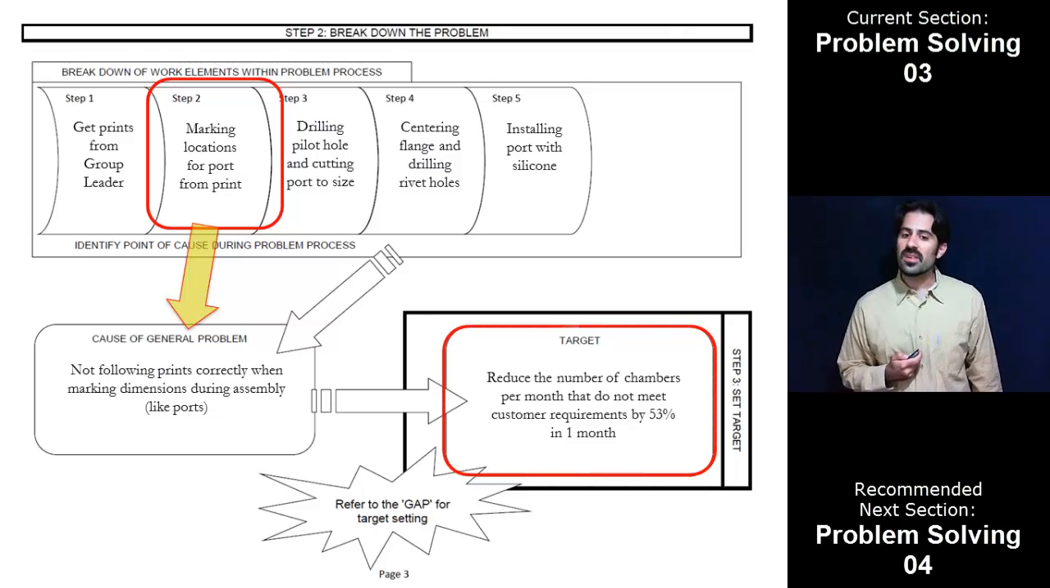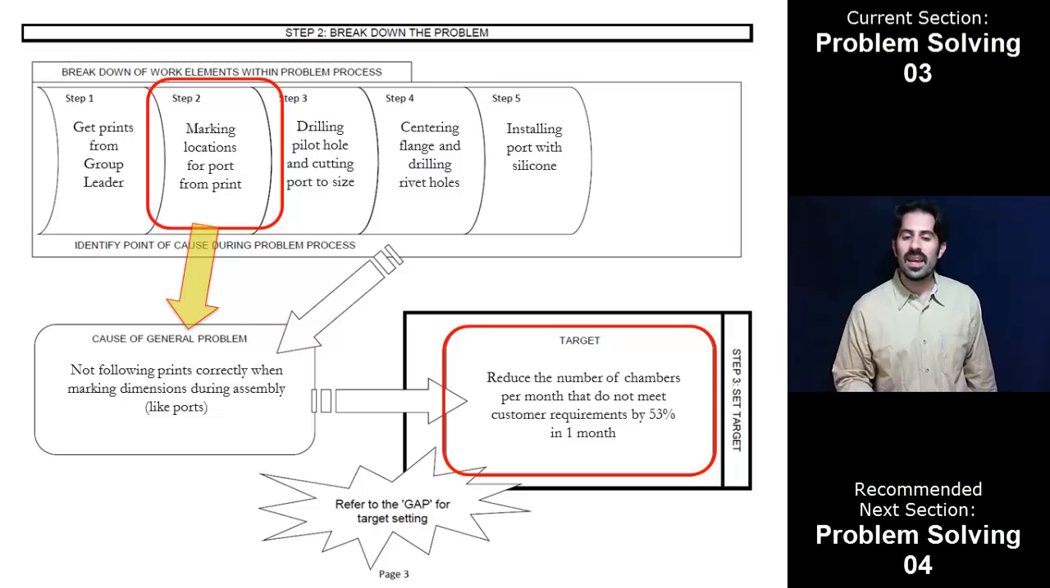And essentially all the target is, it's what do we expect to accomplish if we fix that little cause of the general problem there. And in this case, if we fix that issue 100% with the prints, we expect to reduce the defect rate by 53%, and in 1 month. Now, where does that 53% come from? Why isn't reduced the defect rate 100%?